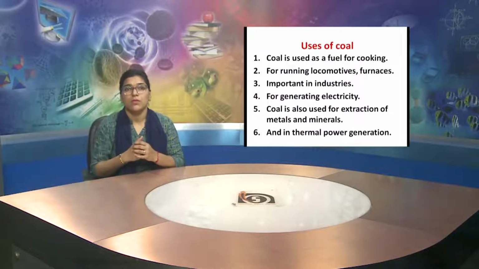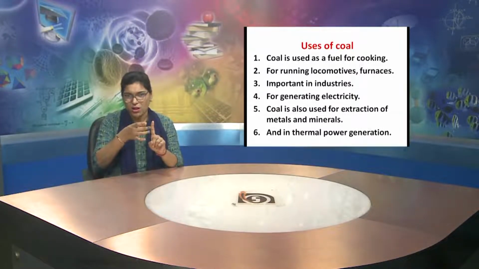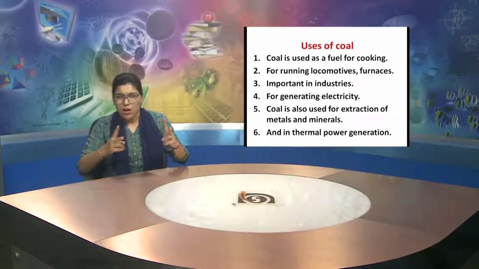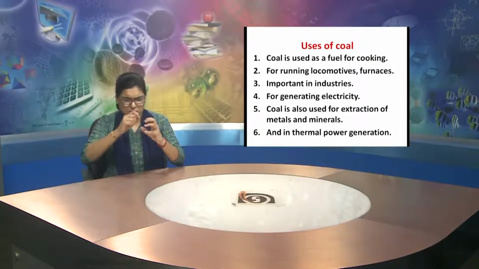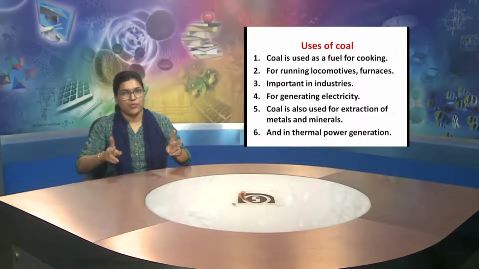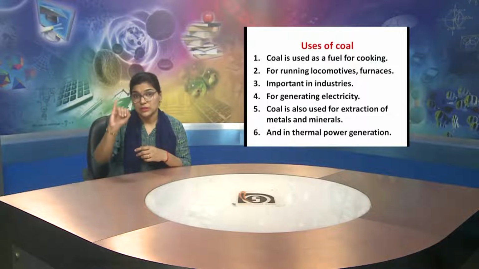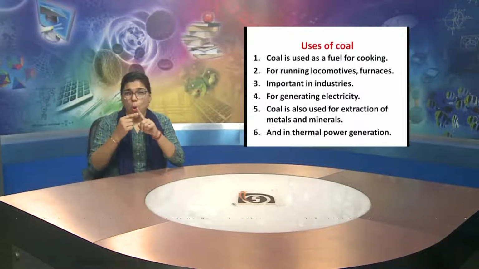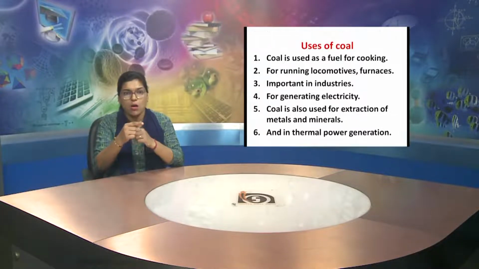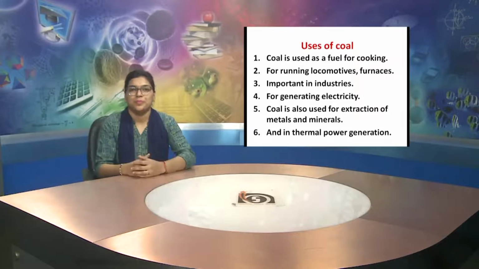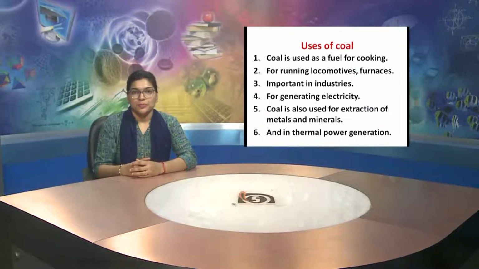The fifth usage is that coal is used for the extraction of metals and minerals. As we all know, we extract coal from the ground, and then there are special methods for extraction of minerals from that coal part or the black part. And the sixth usage is thermal power generation.